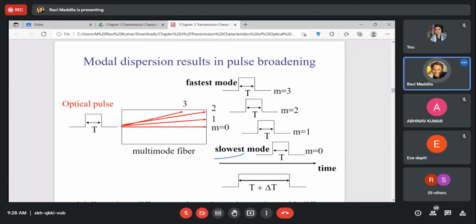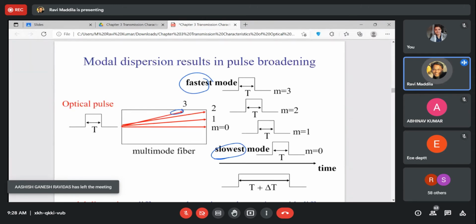There's a small typo here. This should be the fastest mode and this should be the slowest mode, because the path length experienced by a ray which goes through multiple reflections is more, so the time taken by the ray to reach the destination is more. So this would be the slowest mode. And m equal to 0 corresponds to the path which is the lowest. And when we say it is the lowest path length, then this will be the fastest mode.